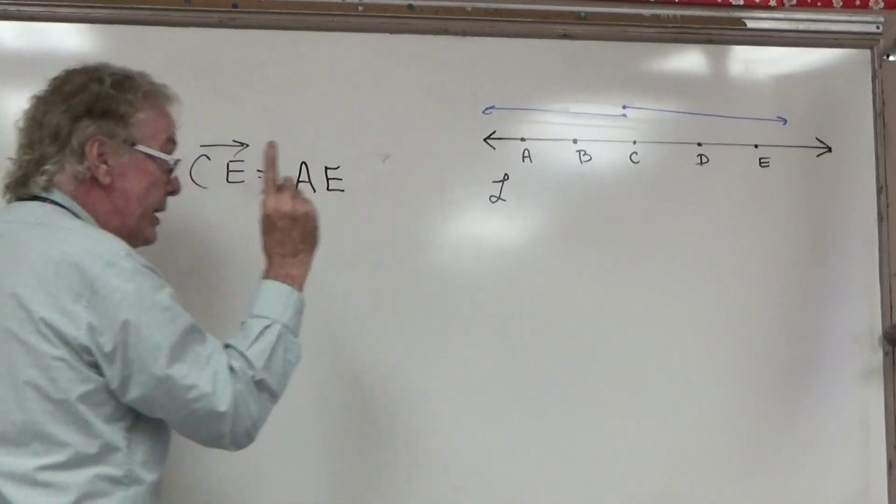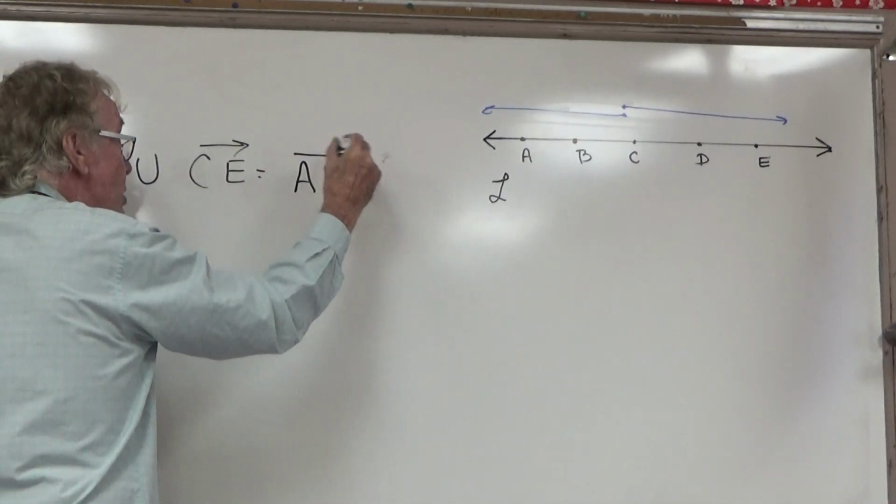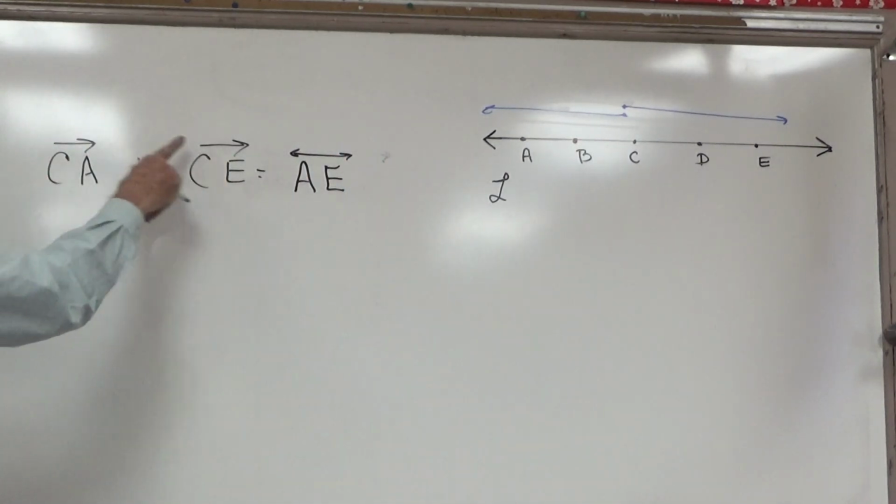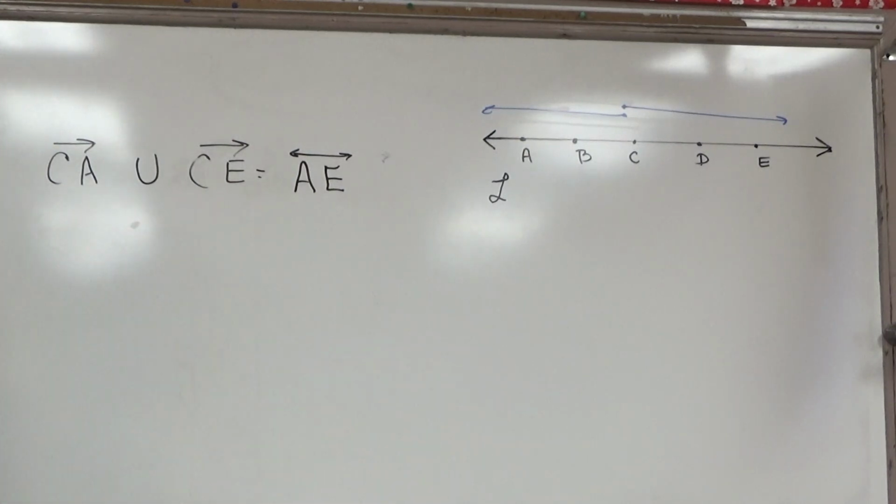But when I name a line, I gotta be careful. I gotta show that I'm talking about a line. Where these were rays, there's the line. That is the union of those two rays.